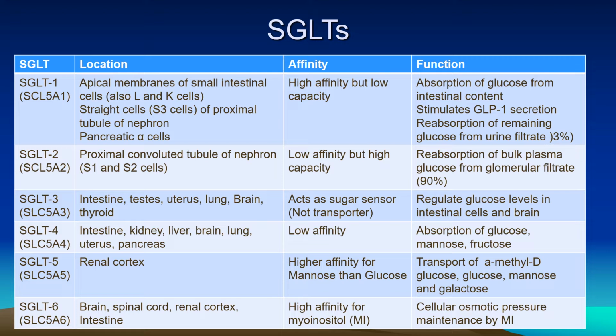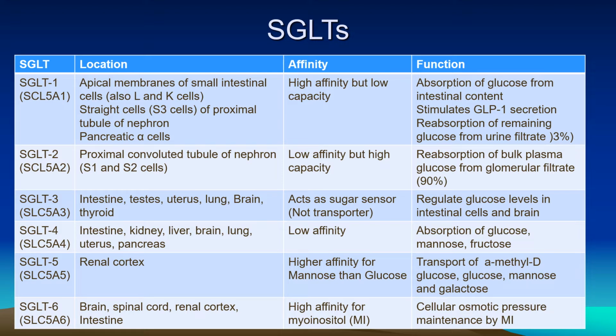In contrast, SGLT2 is found in the proximal convoluted tubules, that is segment 1 and segment 2. It has a low affinity but high capacity. Therefore, it is involved in reabsorption of the bulk of glucose from glomerular filtrate. And it is said that 90% is reabsorbed by the SGLT2, and the remaining 3 to 10% is absorbed by SGLT1.